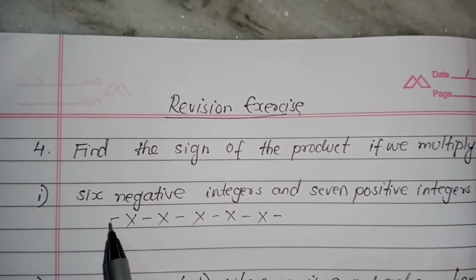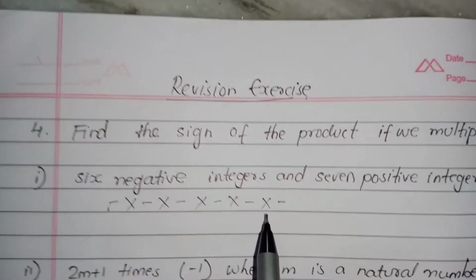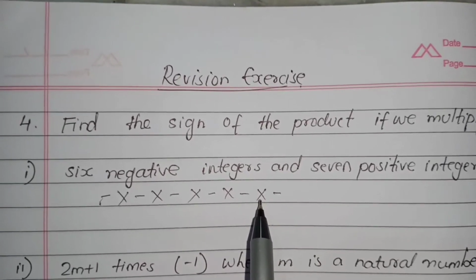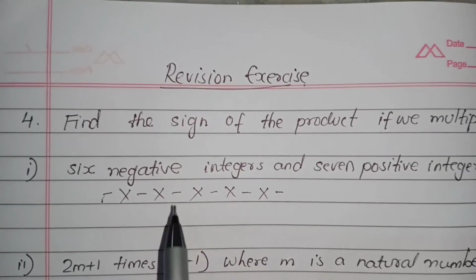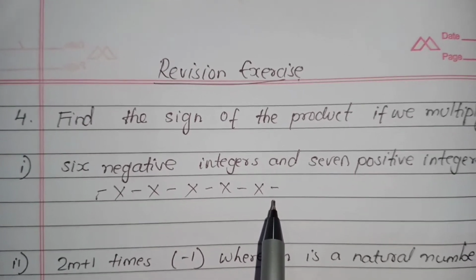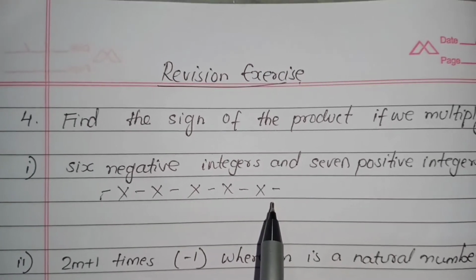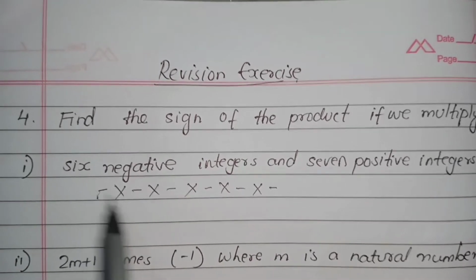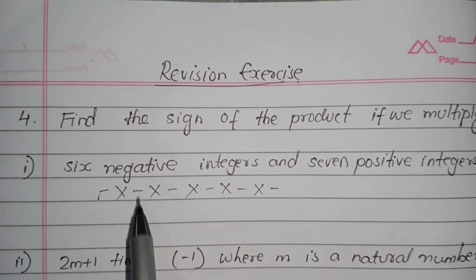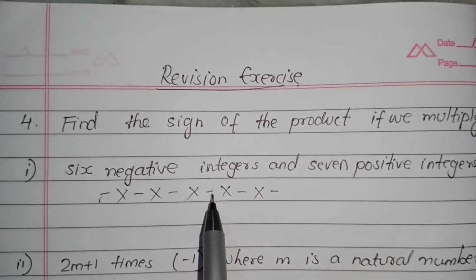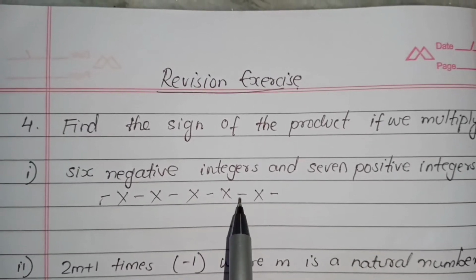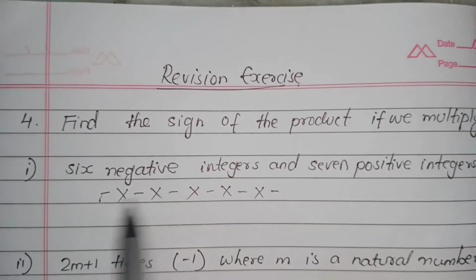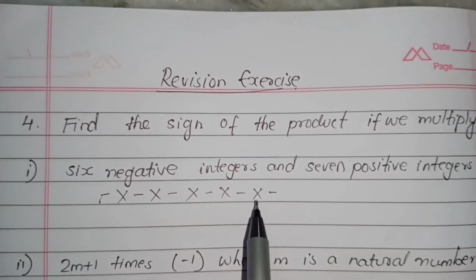So you can see that 6 is an even number. When you multiply negative integers and the count is even, that means the final sign of the product you will get is positive. See, minus minus plus, again plus minus minus, minus minus plus, again plus minus minus, again minus minus plus. So here 6 is the even number, so we will get positive.